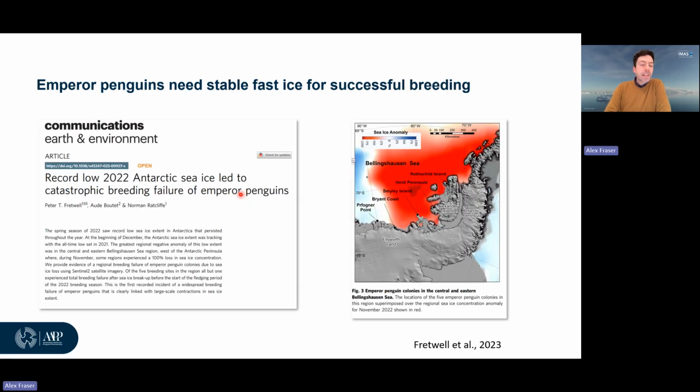And we've seen big changes in Antarctic sea ice in the last decade, really culminating in 2023, where we failed to grow about 3 million square kilometers of sea ice around Antarctica. It's a huge crash in the extent, and it's got a lot of people worried. It had a bearing on the breeding success of emperor penguins in this area of West Antarctica in 2022. There wasn't enough stable landfast ice to have successful emperor penguin breeding in that year.